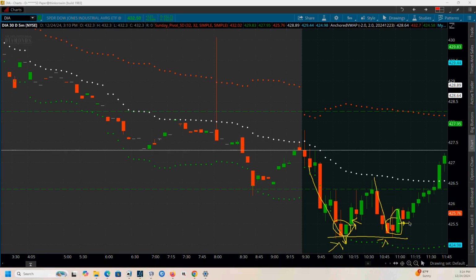So that was actually the trade, the real trade. That's where your entries should have been. And you can see that you had plenty of time to catch that.